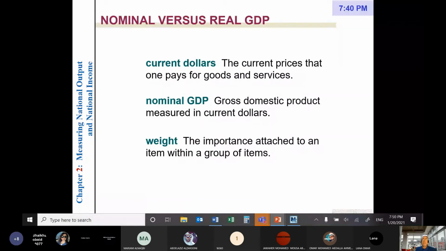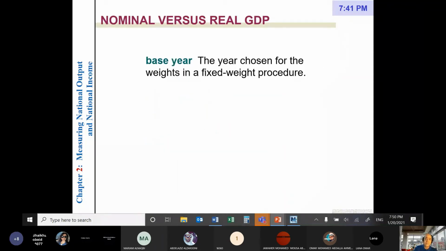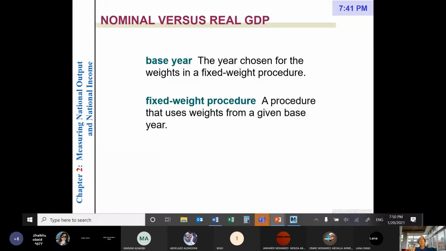So for example, let's say a kilo of tomatoes is worth 5 dirhams, while a computer is worth 1,000 dirhams. So we need the prices to reflect the importance of each product or each item. And what else? I will use a base year.